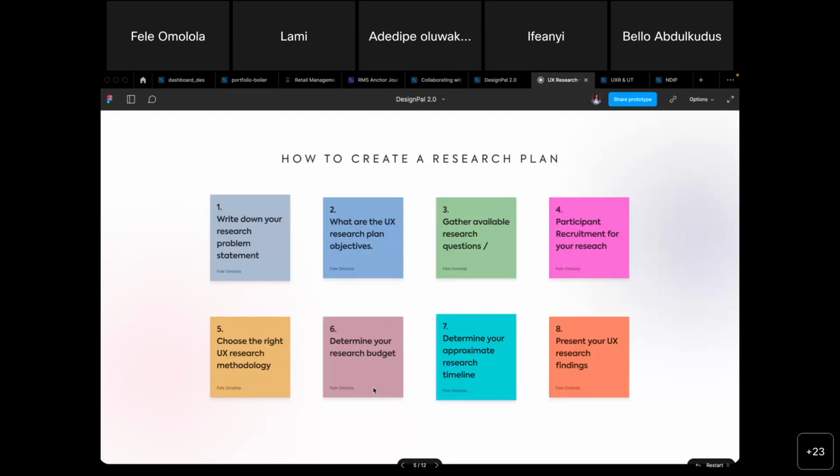The next thing is to determine your research budget. Budget is very, very important in your research planning. More money also makes it easier for you to choose the right user research. Let me give you guys a gist. I would have loved to show you the documents we pushed out last week for a research plan, but I can't do that. So when it comes to our budget, the plan is we undergo field studies research.